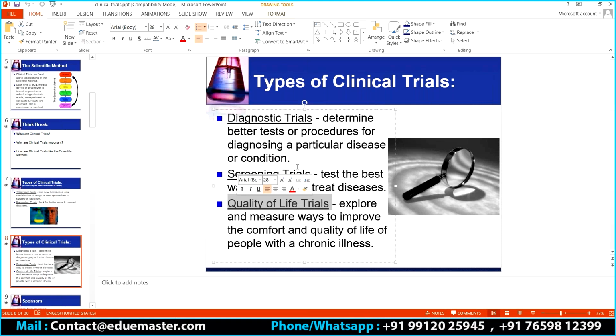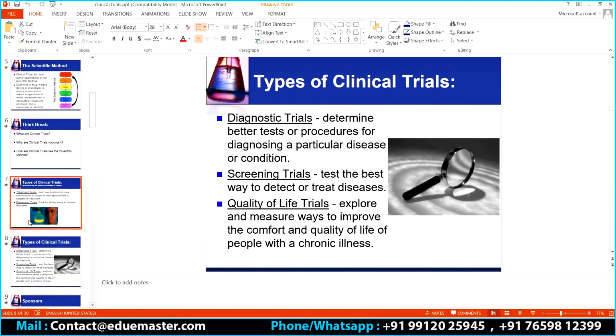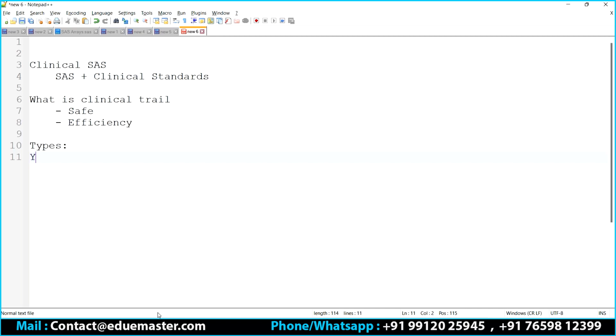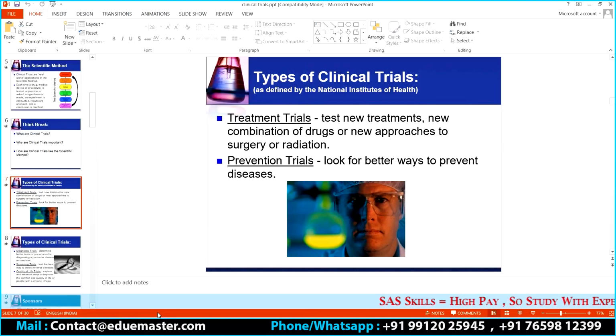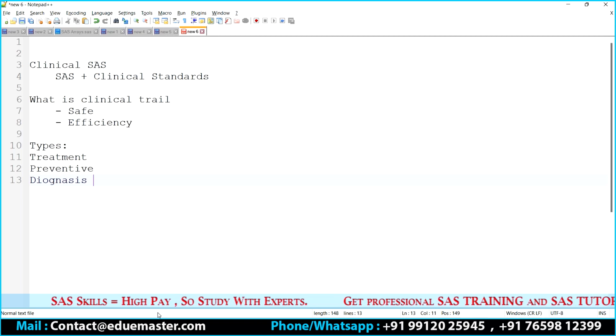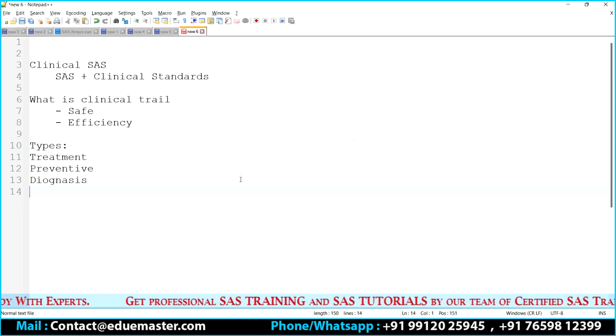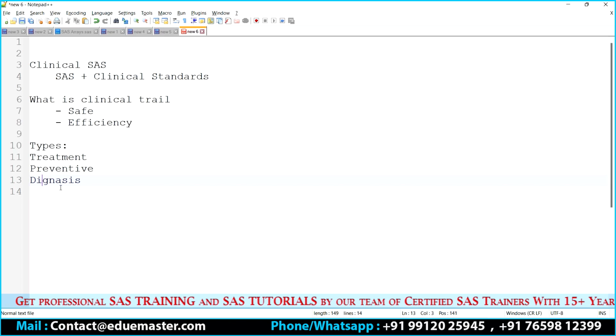Clear? So what we discussed here is the different clinical trial types. The first one is the very basic one, which is your treatment trials, correct? This is to improve or to have a better treatment. The second one is preventive vaccines. The third one is diagnosis.